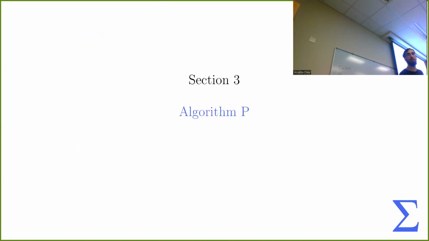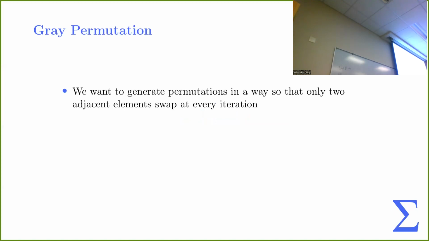Okay. All right. Section 2, algorithm B. Gray permutation allows you to achieve something a bit different. We want to generate permutations in a way where we're only swapping adjacent elements at every iteration, so it's easier to make incremental steps between each change. This isn't guaranteed to happen in a multiset.